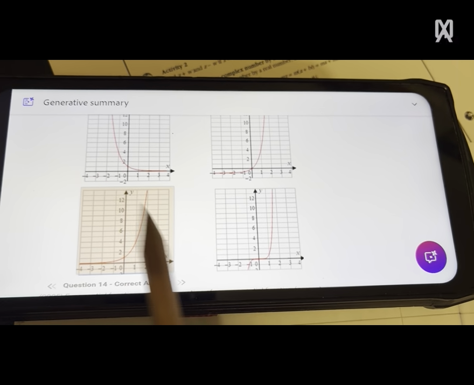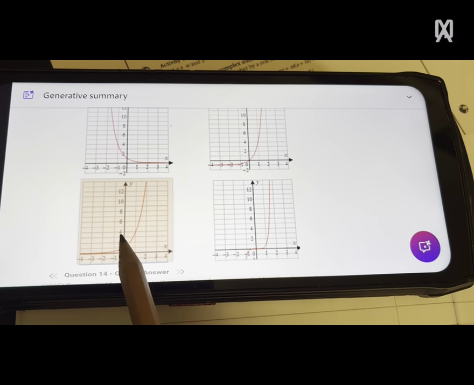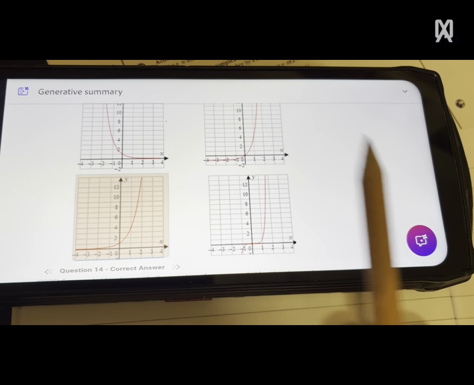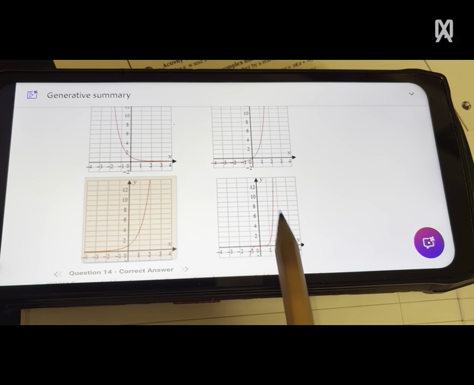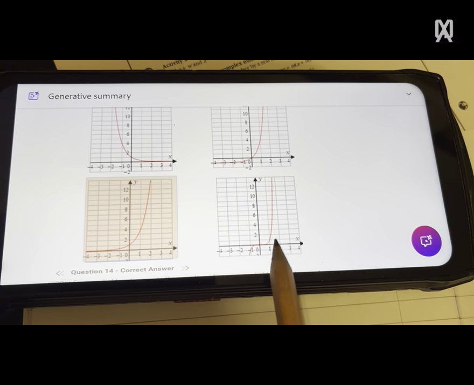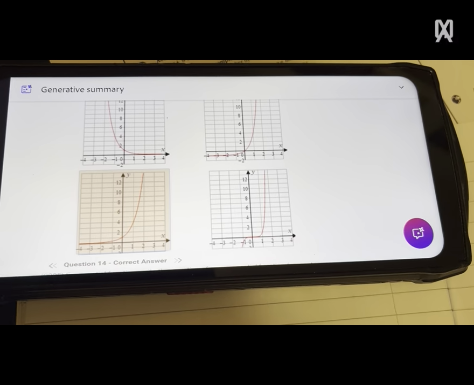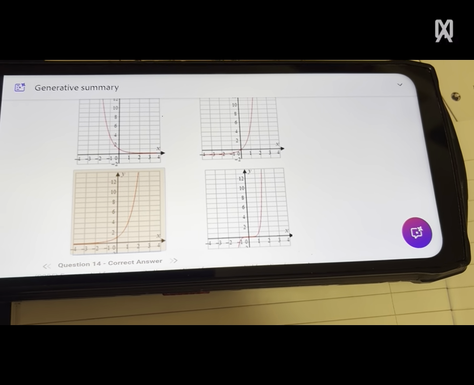Part B is asking which is correct. This is the one that is correct. This one is decaying, so it's not correct. This one intersects the x-axis, so it's wrong. And this one is not an exponential function, so this is the only correct answer.